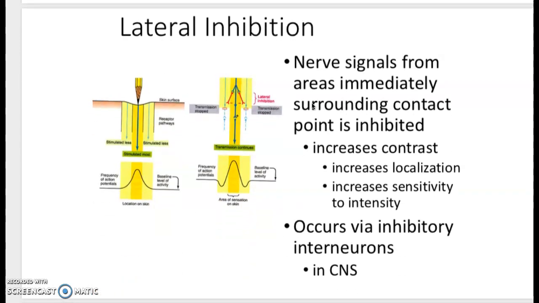So lateral inhibition pertains to the neurons on either side of the stimulus. Here there's a little pencil poking the skin. The neuron right underneath that is going to be stimulated, and the neurons on either side of that are going to be inhibited. That allows us to have increased sensitivity and increased discrimination. This inhibition occurs in the central nervous system, so this is a result of the interneurons in your brain.